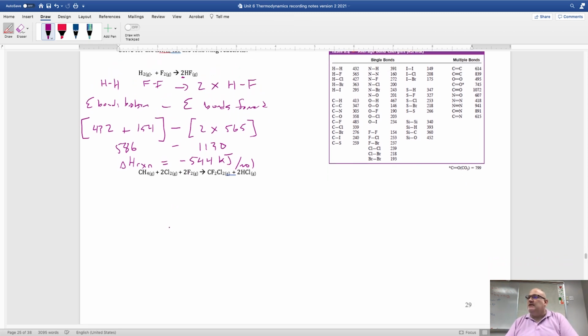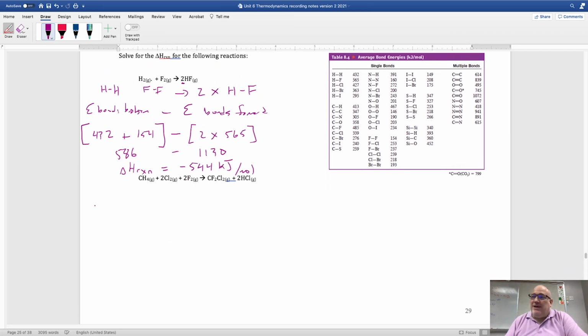Let's try another one. This one's a little more complex, and the way, again, I do this is I'll draw all of the individual bonds here.